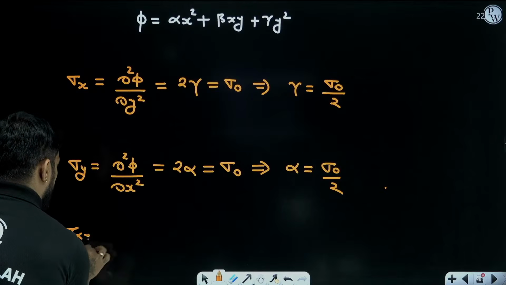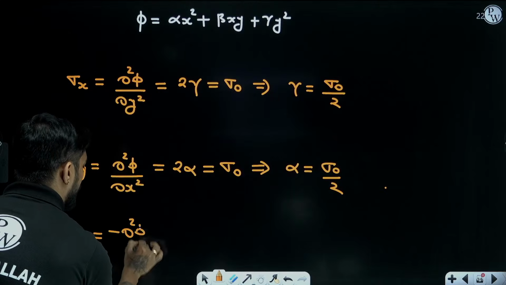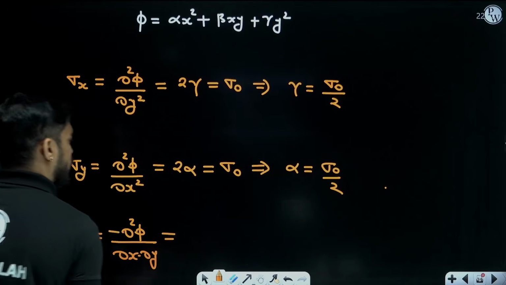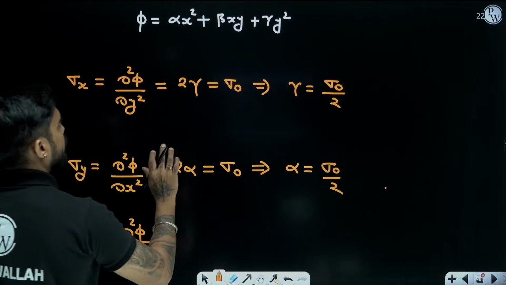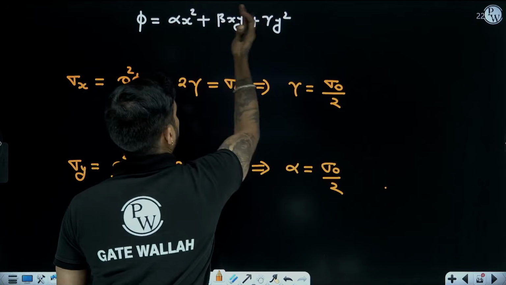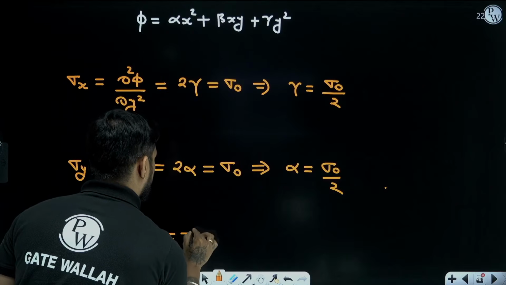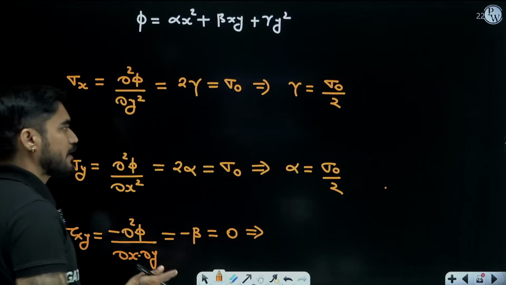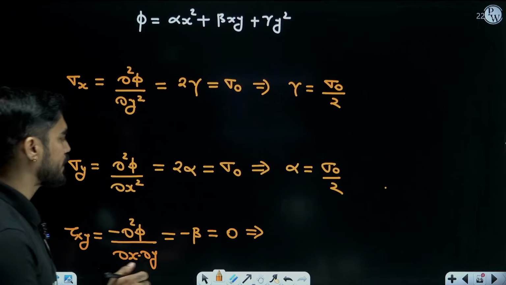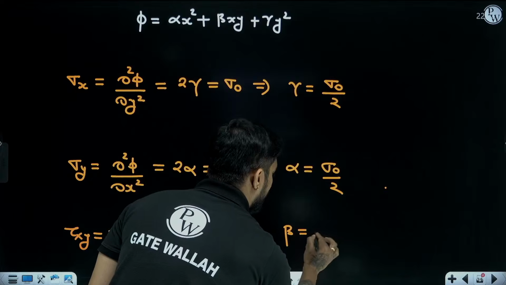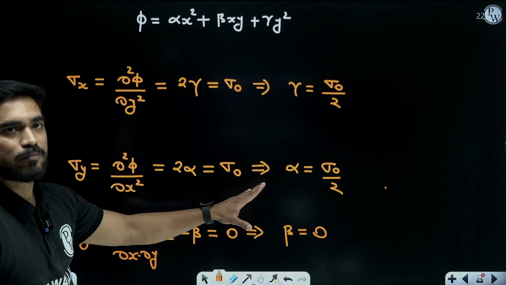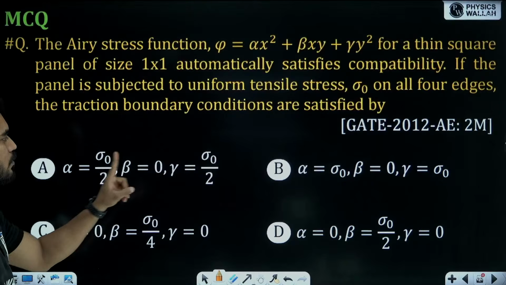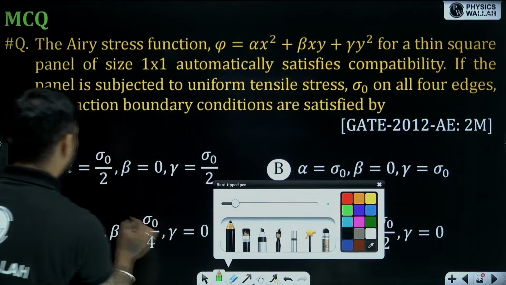Then tau xy is minus of dou square phi by dou x into dou y. So if you differentiate it with respect to x and y, this and this will become 0, this will become minus beta. And tau xy is 0, right? There is no tau xy here. So from here, beta will be 0. So alpha is sigma naught by 2, beta is 0, gamma is sigma naught by 2. So A is the correct answer.